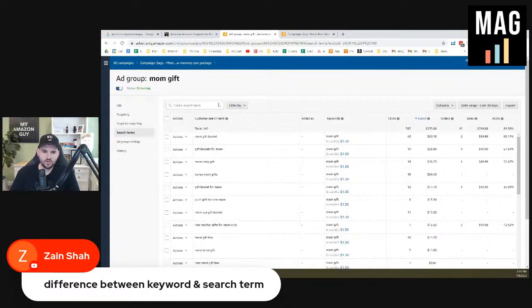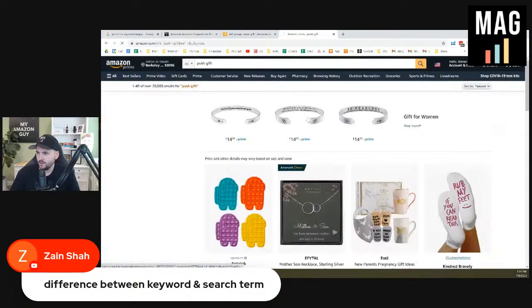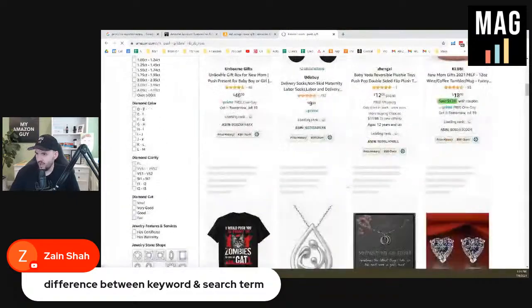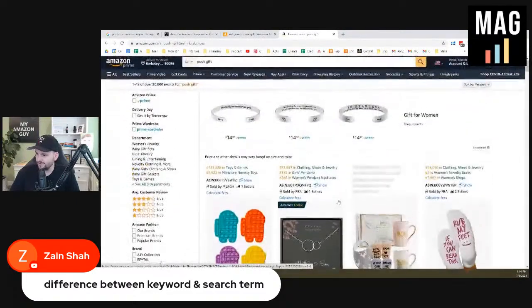So as you start to look at your search term report, you can find various things that are not working. Push gift for new mom. So I have no idea what push gift means, right? So I'm going to go over to Amazon.com. I'm going to type in push gift, and let's see what shows up, right? So a lot of different things, but I literally have no idea what the term push even means.